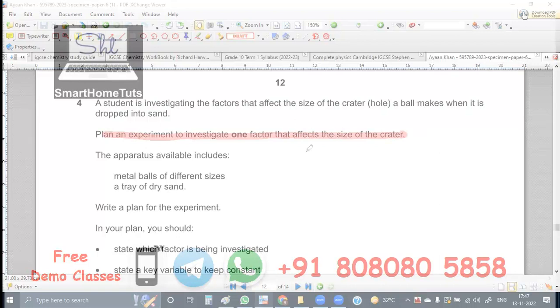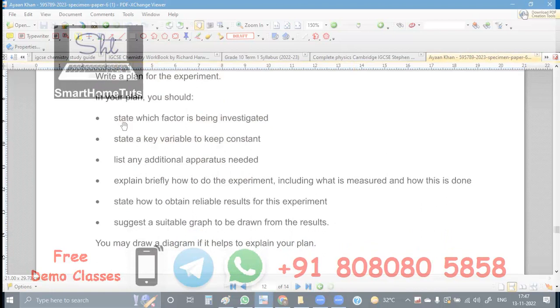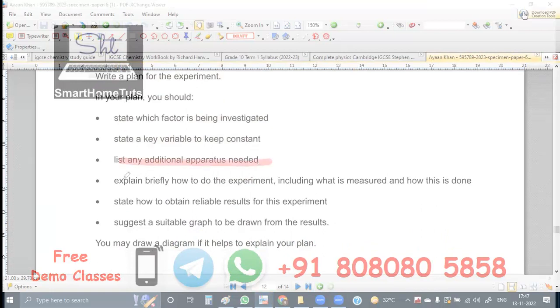Now the apparatus available includes metal balls of different sizes and a tray of sand. Write a plan for the experiment. In your plan, you should state which factor is being investigated. State the key variable that is supposed to be kept constant. I'll explain this to you. This is a very easy experiment. Then list any additional apparatus needed. Explain briefly how the experiment is done, including what is measured and how this is done. State how to obtain a reliable result for this experiment. Suggest a suitable graph to be drawn from these results. You may draw a diagram if it helps to explain your plan.